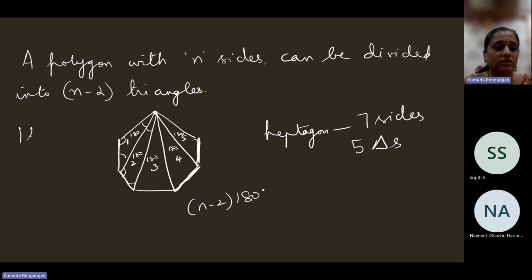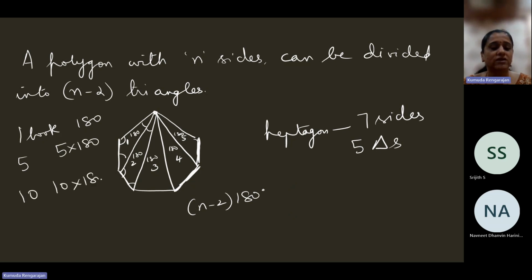It's like one book costs 180 rupees. So 5 books will cost 5 into 180. 10 books will cost 10 into 180. N books will cost N into 180. X books will cost X into 180. So N minus 2 books will cost N minus 2 into 180.